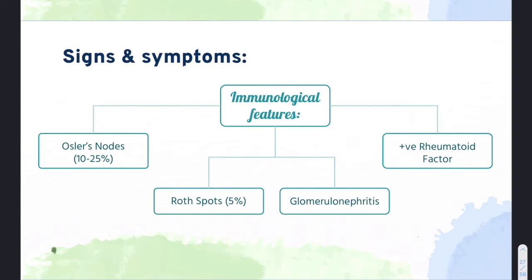And then we have Roth spots, which are retinal hemorrhages with white or pale centers. The white center would reflect embolization and loss of blood supply. And then we have glomerulonephritis due to immune complex deposition in the kidneys, leading to inflammation of the kidneys, proliferation of glomerular cells, leukocyte infiltration, classically manifested with nephrotic syndrome. And then there might be positive rheumatoid factor.